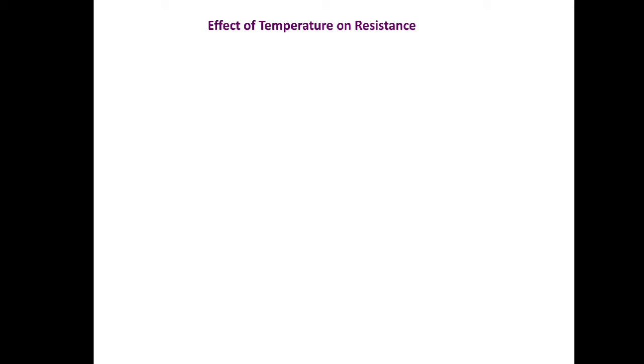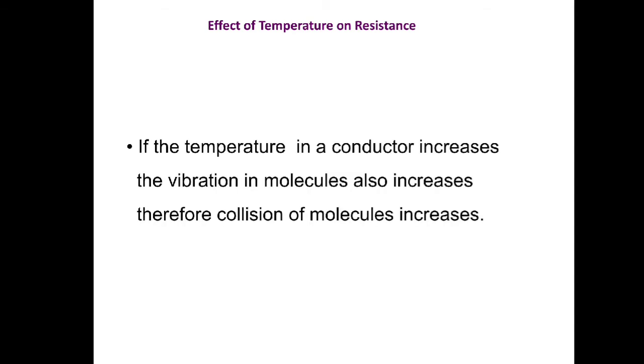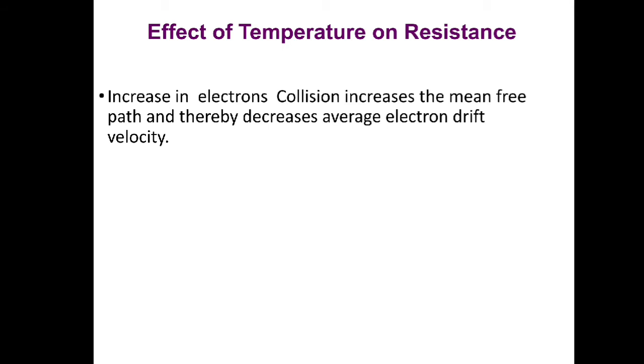Effect of temperature on resistance. In a conductor we have seen earlier that when the temperature increases, resistance increases. Why does the resistance increase? Actually the reason is that when the temperature increases in a conductor, the vibration of molecules also increases, so the collision of molecules increases. When the collision of the molecules increases, the electron collisions will also increase, and that will decrease the average electron drift velocity.